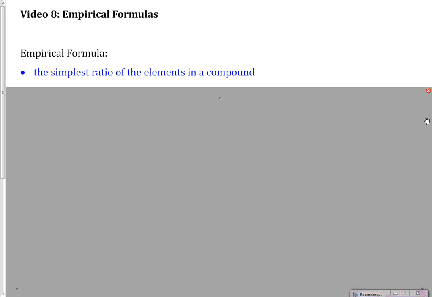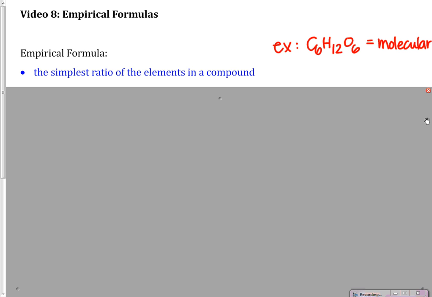Okay, so if we take an example like glucose. Glucose has a formula C6H12O6. That's its molecular formula. Now the molecular formula is its actual formula. We know that glucose actually has 6 carbon atoms, 12 hydrogen atoms, and 6 oxygen atoms.